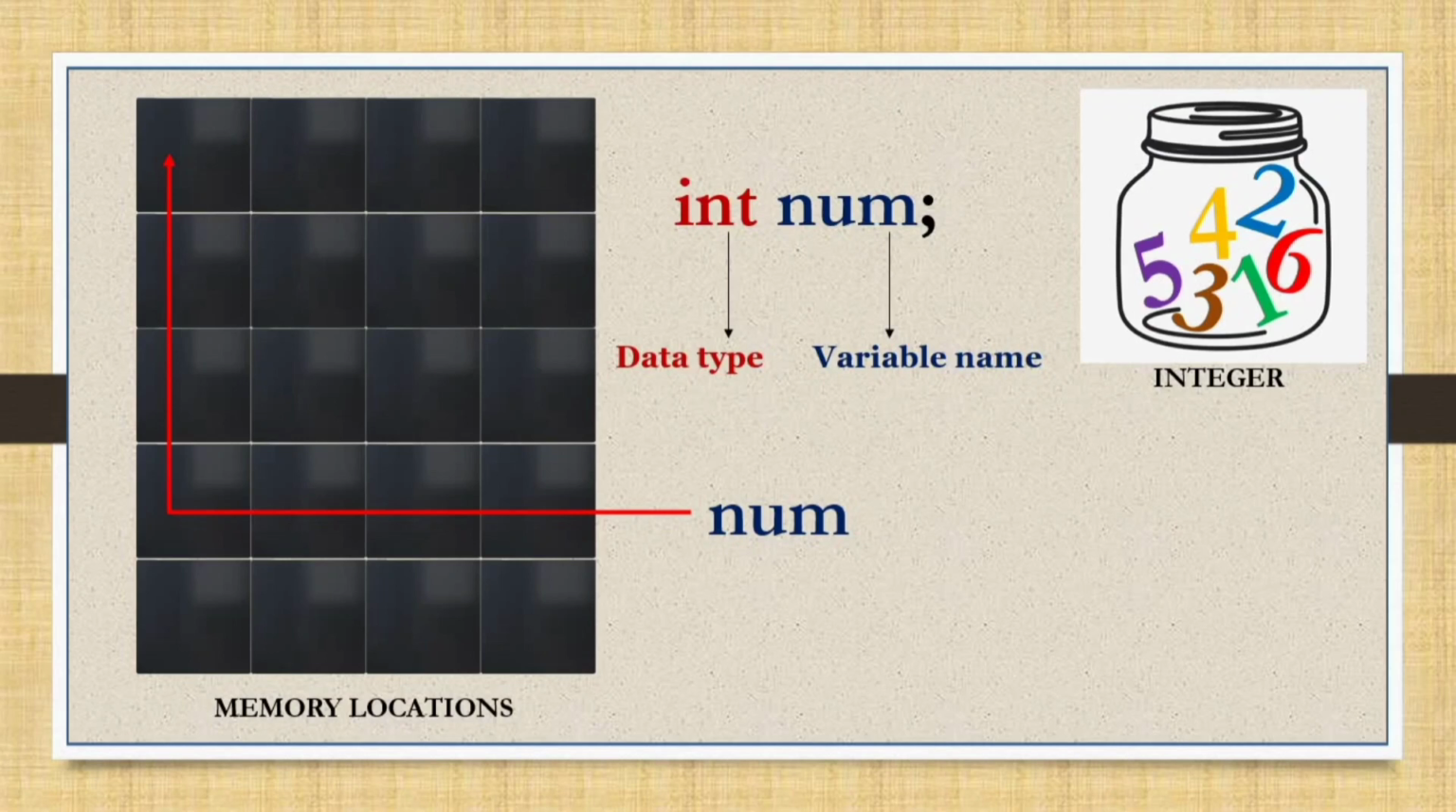Now I will assign a value to the variable. Num is equal to 2. So 2 will be stored in the place that is allocated for num.